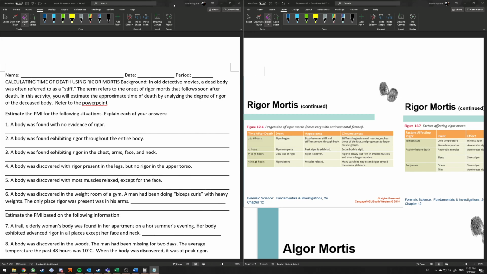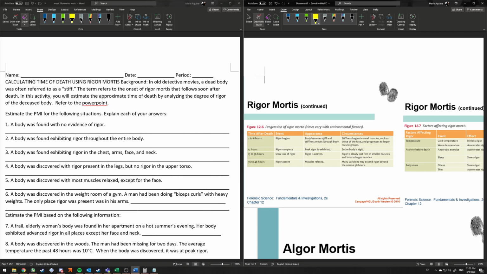So the first thing I'm going to do is explain what rigor mortis is. If you look over here on the right, rigor mortis is the stiffening of muscles in the body. This happens over a period of time when somebody dies. The first 2 hours show no stiffening whatsoever. But after 2 hours, from 2 to 6 hours, that's when rigor begins and the body becomes stiff.